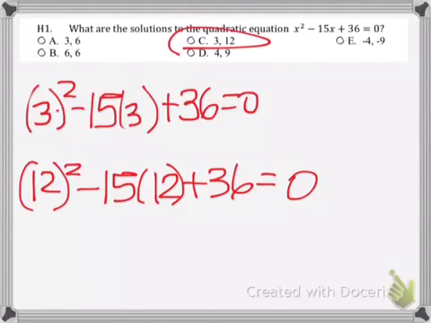Okay, for these questions, the first one says, what are the solutions to the quadratic equation x squared minus 15x plus 36 equals 0? So we haven't learned how to do that. What you can do is substitute your different answer choices in for x and make sure they equal 0. We know C is the correct answer. When you substitute in 3, everywhere there's an x, and work it out, you get 0. When you substitute in 12, everywhere there's an x, you also get a 0. So the answer was C, 3, 12.